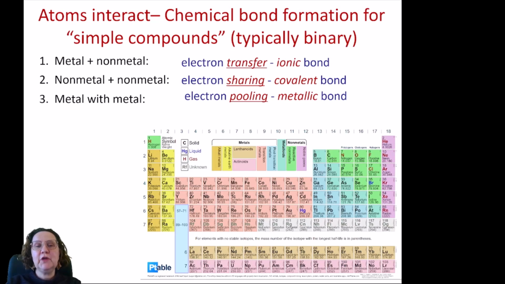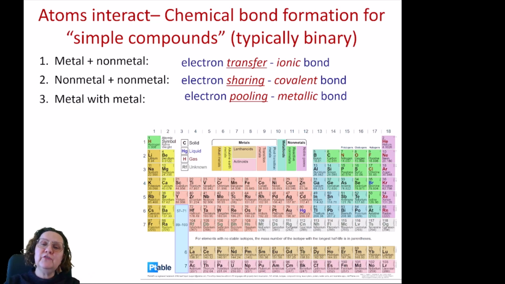In previous videos, we have looked at ionic bonds, in which there is a transfer of electrons from one of the atoms that becomes positively charged, the cation, to another atom or group of atoms that become negatively charged, and we call that an anion. So that's an electron transfer.